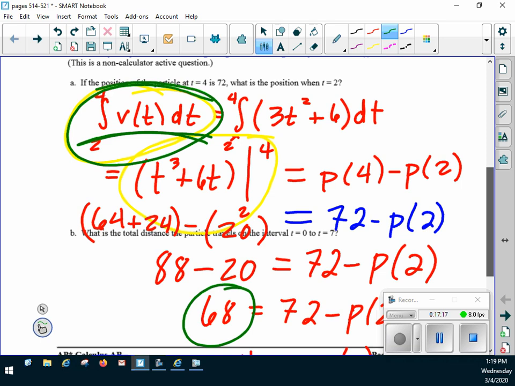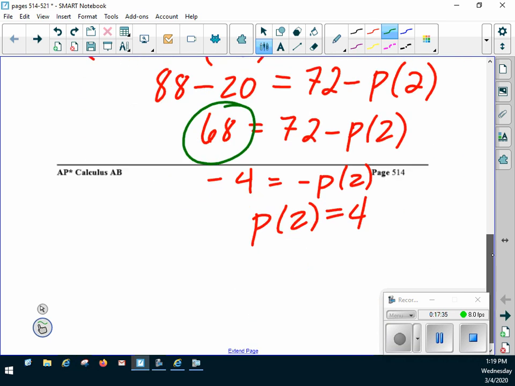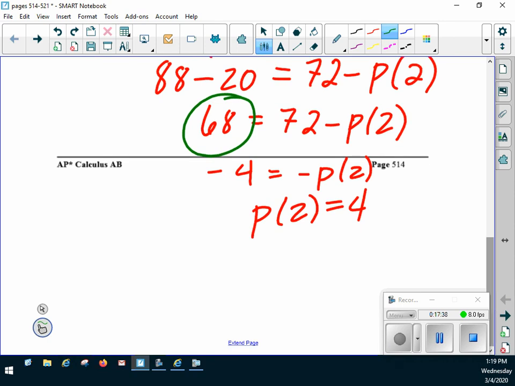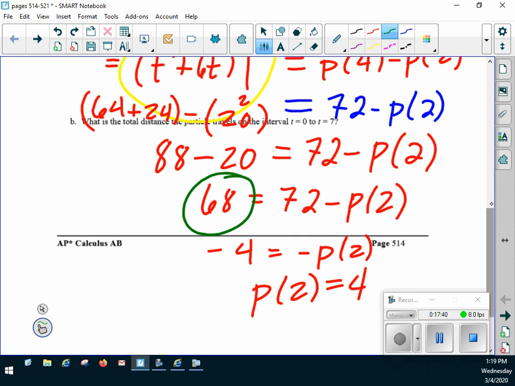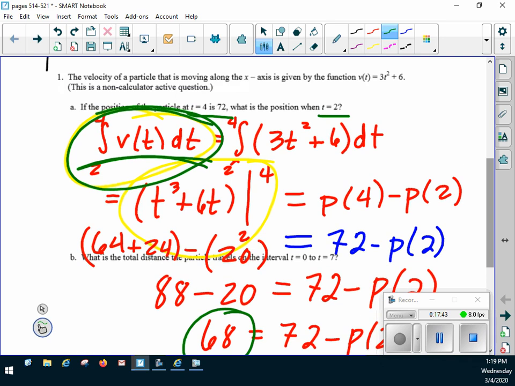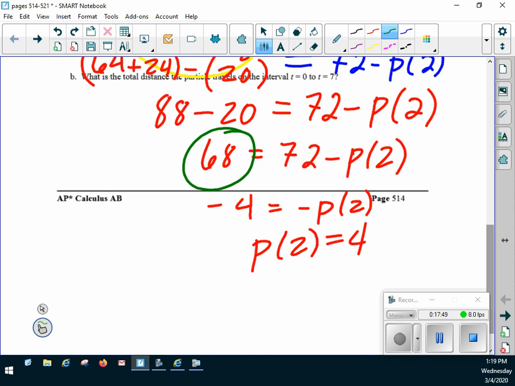So it starts at 4 and ends at 72. What was the position at time 2? If the position at time 4 was 72, what was the position at time 2? Now, the position at time 2 ends up being 4. So at time 2, it said that this thing was moving along the x-axis, right? So at time 2, this object would have been 4 units away from the origin. At time 4, that object was 72 units away from the origin.